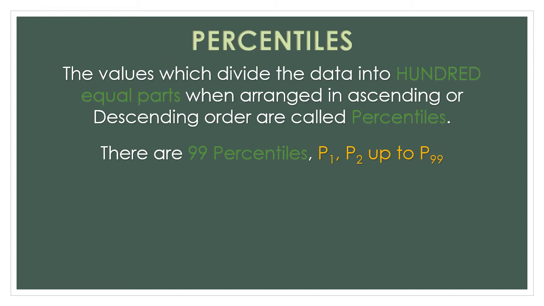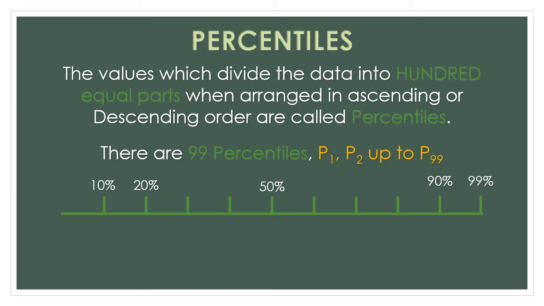So quartiles are denoted by Q, deciles by D, and percentiles by P. Of course, I'm not going to show you the 99 lines here, but the same lines could be explained as 10%, 20%, 50%, 90%, and 99%. The names will be, if it is 10%, it is P10, of course. 20% is P20, 50% is P50, 90% is P90, and 99% is P99. Similarly, you can take it as P1, P2, P15, P17, P55, P65. You can take any value from P1 to P99.